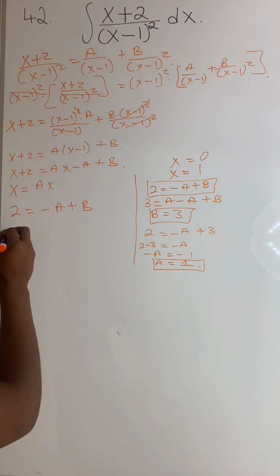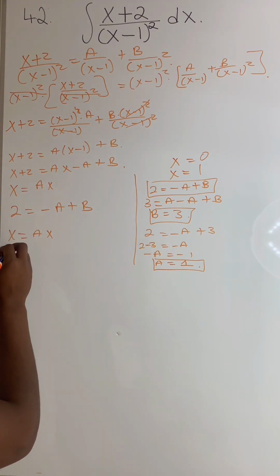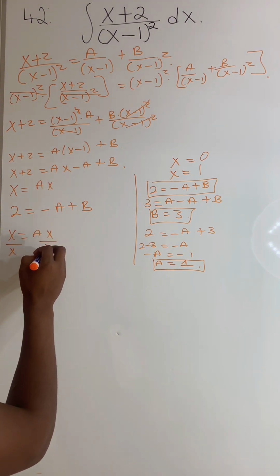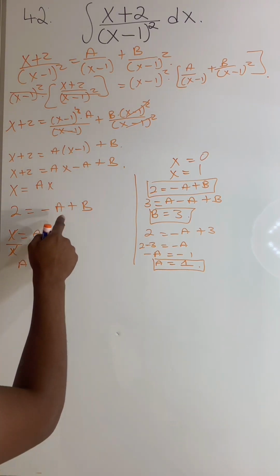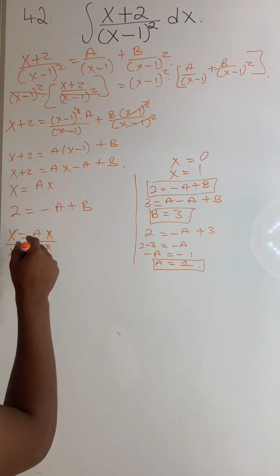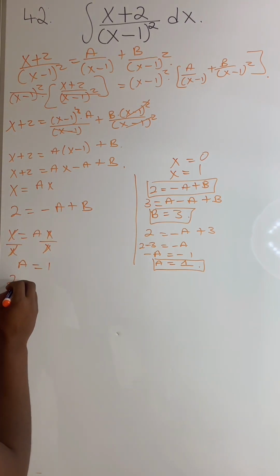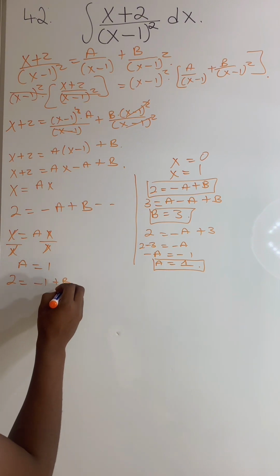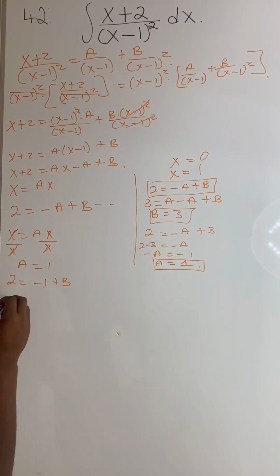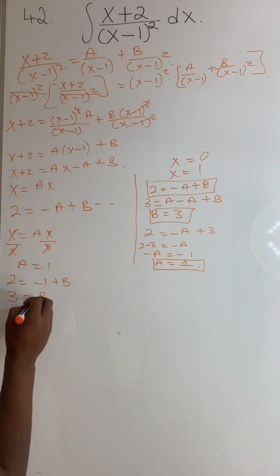So when we divide both sides by x, we get that a is equal to 1, and we take this one, we equate it to our equation. Taking the negative 1 to the left, we have 2 plus 1 is equal to 3, so our b is equal to 3.